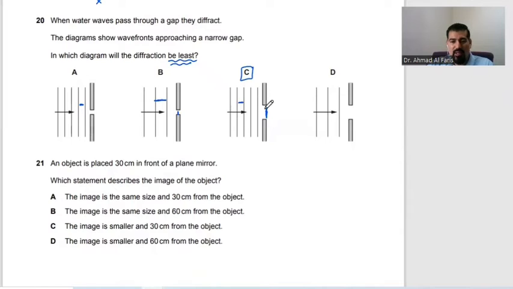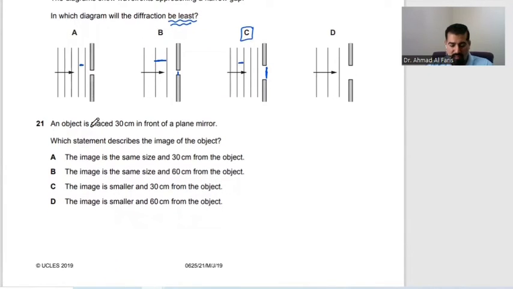Thank you, Saif. Yes, when the gap is wider than the wavelength, that means it will be least diffraction, and vice versa.